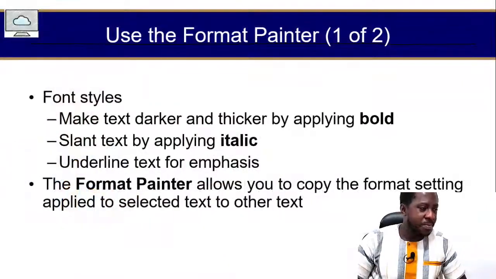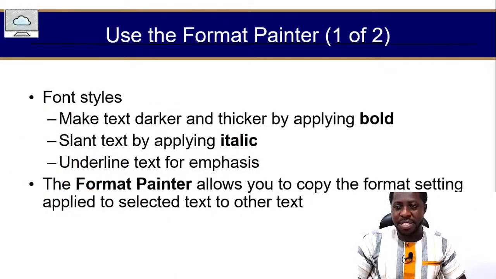So we'll begin with using the Format Painter. It's quite straightforward and pretty simple. When you want to deal with font styles, you make text darker and thicker by applying bold. When you want to slant text, you apply what is referred to as italic. And when you want to underline the text, basically for emphasis, these are styles that we can make mention of. However, if you want to use Format Painter, it will allow you to copy all those format settings which you have applied to a text to other text. Let me show you how this is done.